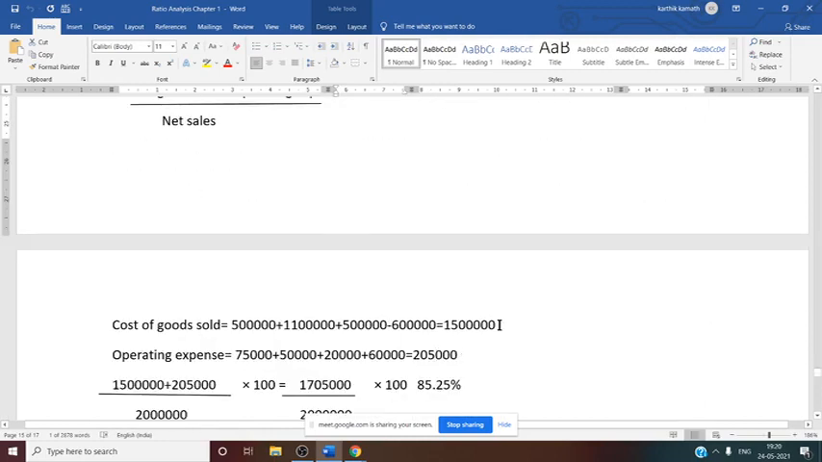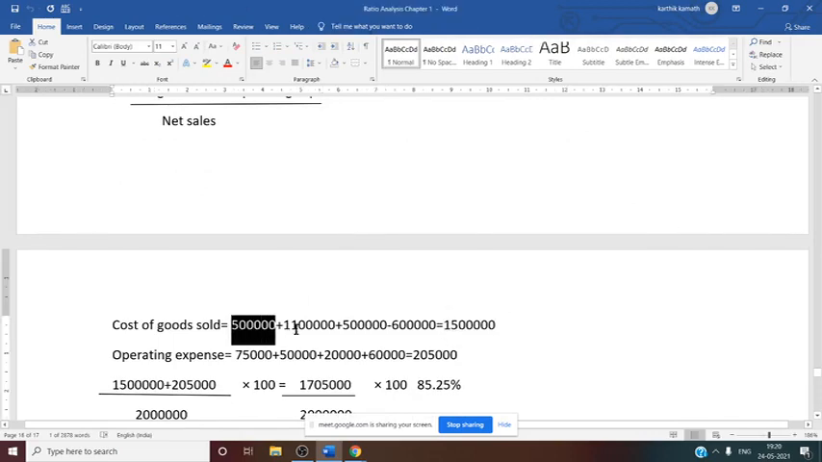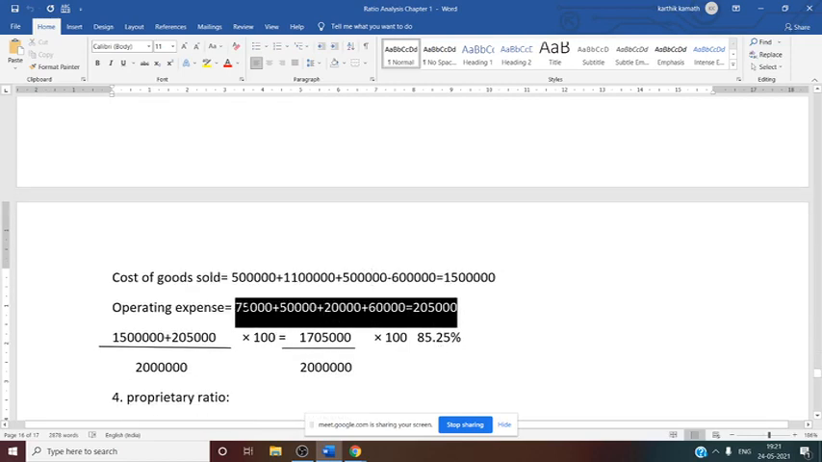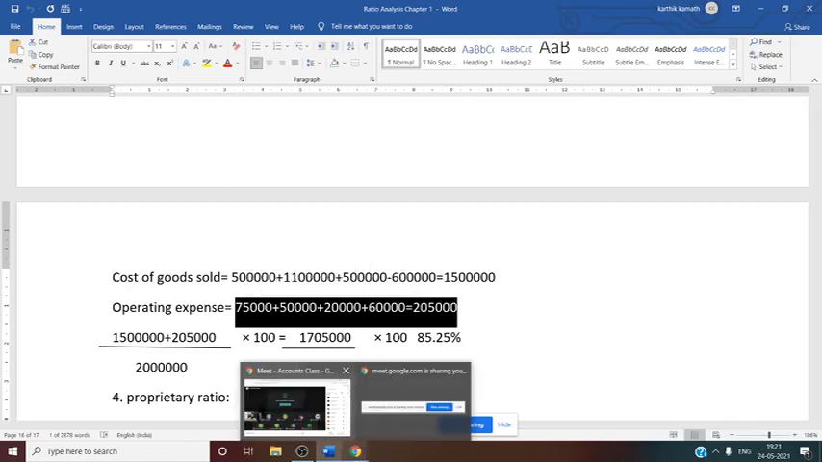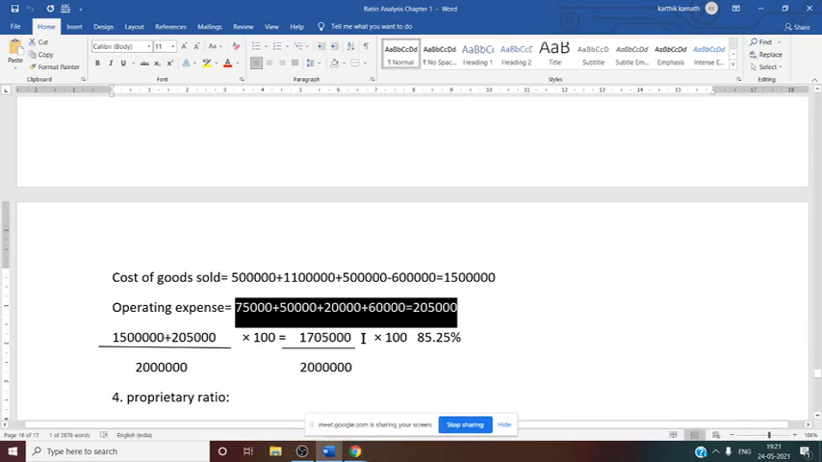So cost of goods sold total is 15 lakh. Here they have applied the method of opening stock plus purchases, manufacturing expenses and minus closing stock. You can apply sale minus gross profit, both are the same. Operating expenses total, adding all those 4 expenses: administrative, selling, depreciation, debenture interest, you will get 2,05,000. Debenture interest is a finance cost, so financial expense also can sometimes be considered under operating expenses. So cost of goods sold plus operating expenses is 15 lakh plus 2,05,000, that is 17 lakh 5,000.